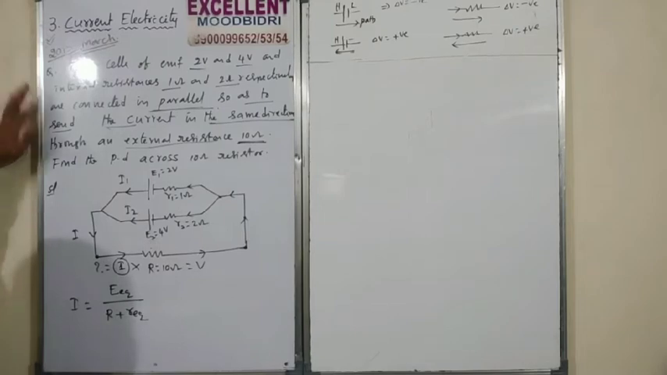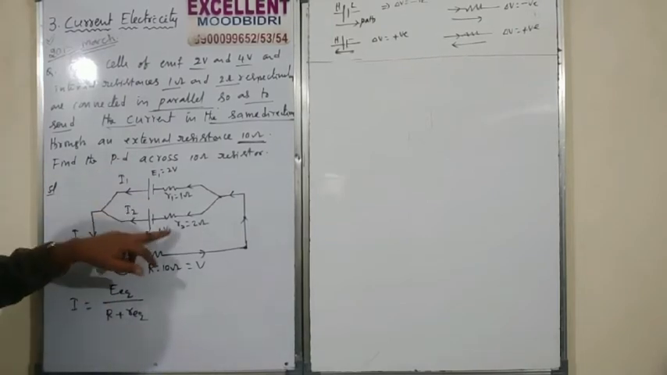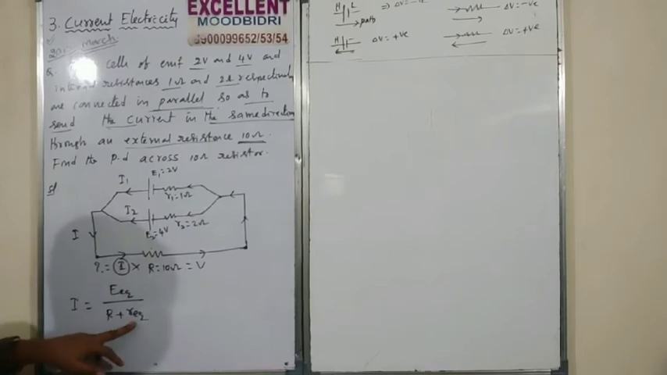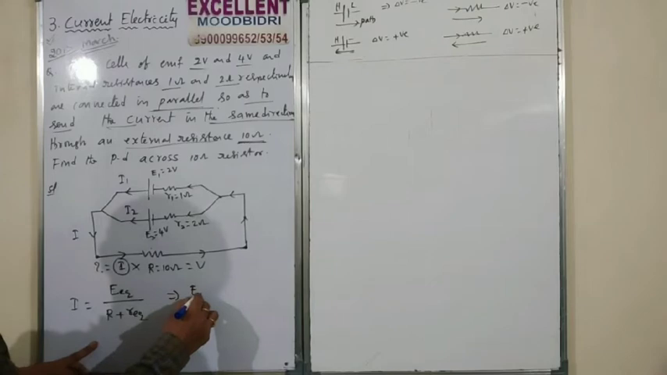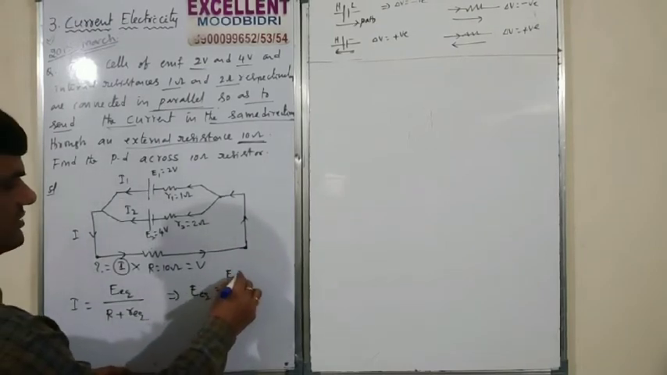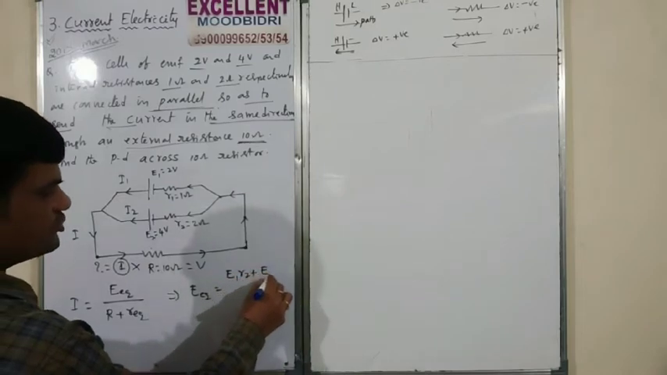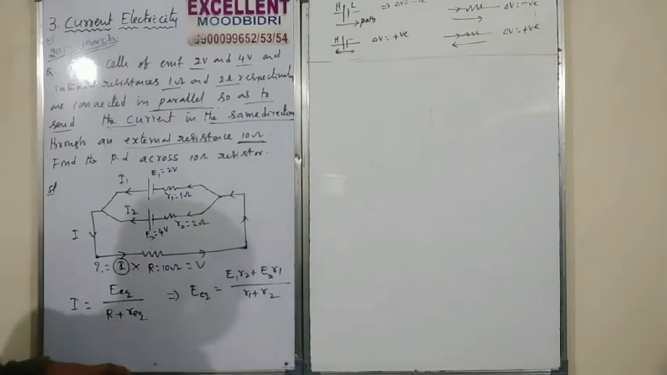Yes or no? It is a series parallel combination, right? That's why I have given E equivalent. The resistors are also in parallel combination, therefore I have given the resistance E equivalent. For two resistors, E equivalent is E1 by R1 plus E2 by R2 divided by 1 by R1 plus 1 by R2, or else E1 R2 plus E2 R1 divided by R1 plus R2.